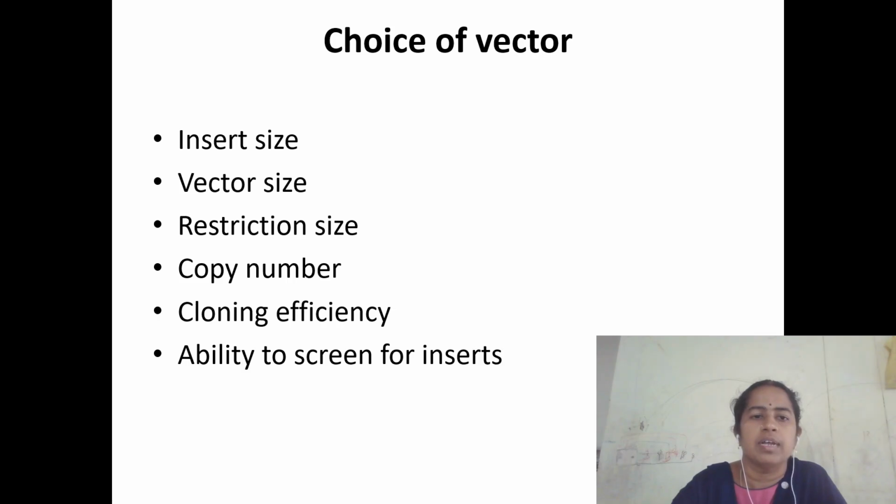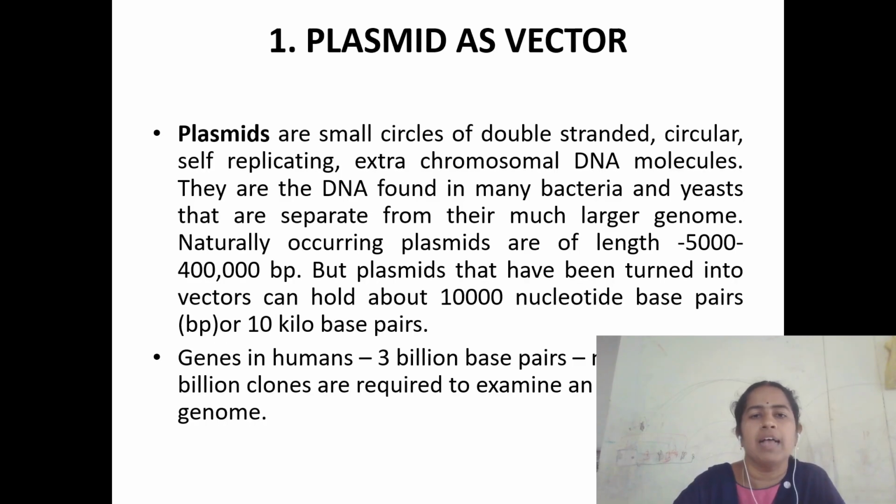Then choice of vector is based on insert size, vector size, restriction size, copy number, cloning efficiency, ability to screen for inserts, etc. Then plasmid as a vector. Plasmids are small circles of double-stranded circular DNA. They are self-replicating by itself.